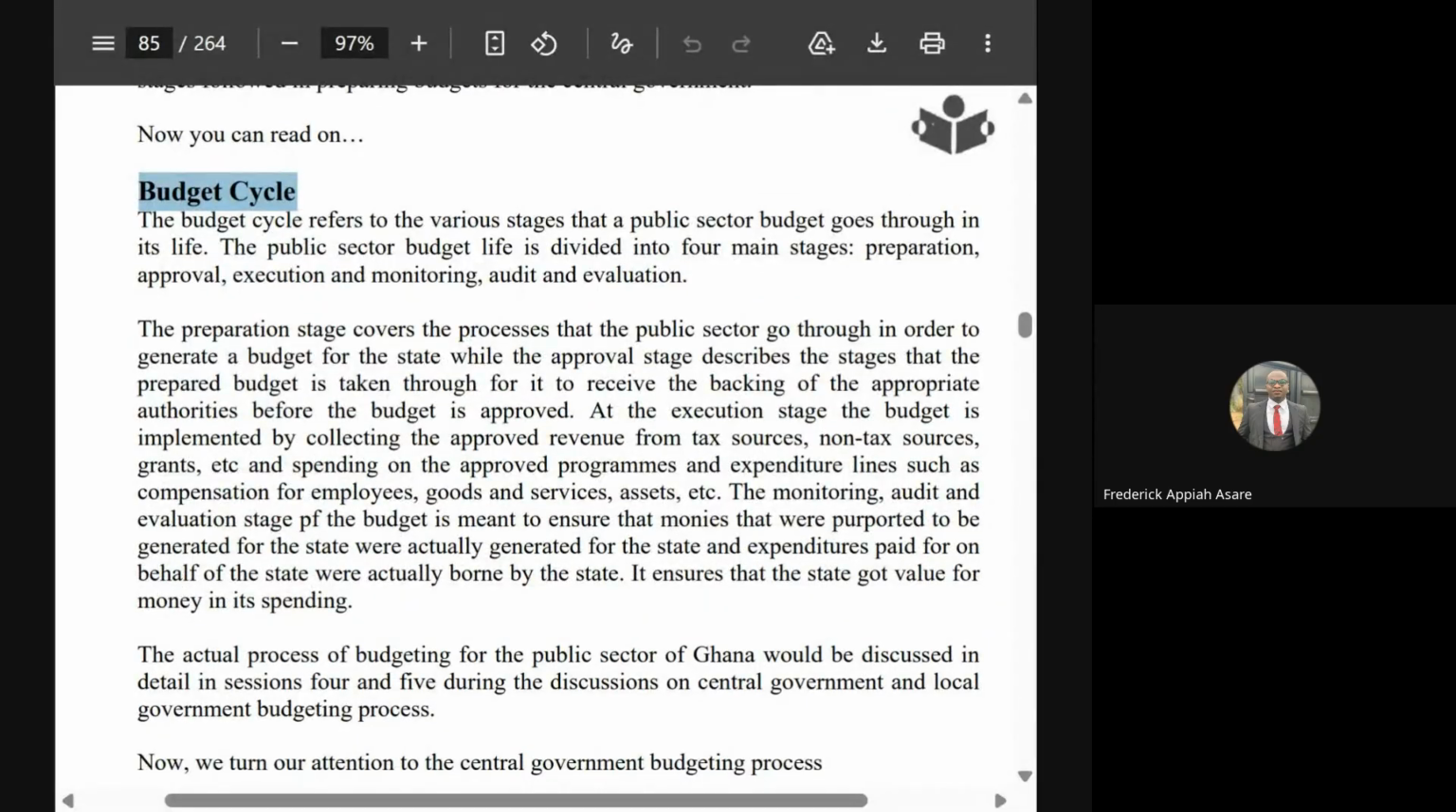So the first stage is the preparation stage. That is where they start preparing, gather all data from the ministries, the metropolises, the districts, the local governments, all of them. They just gather the information from them. They prepare it, then they will approve it. After approval, then they will start with the execution, and after execution, they also monitor. After monitoring, they audit and also do what you call the evaluation.